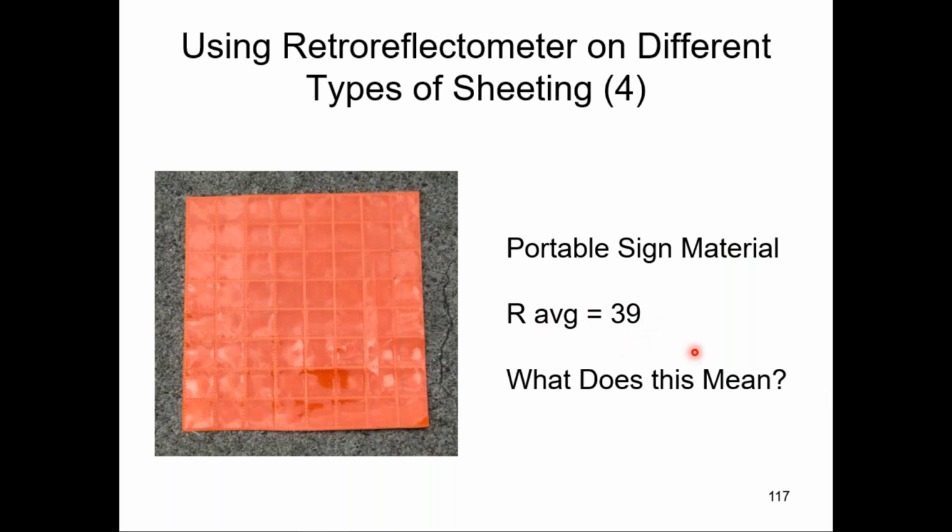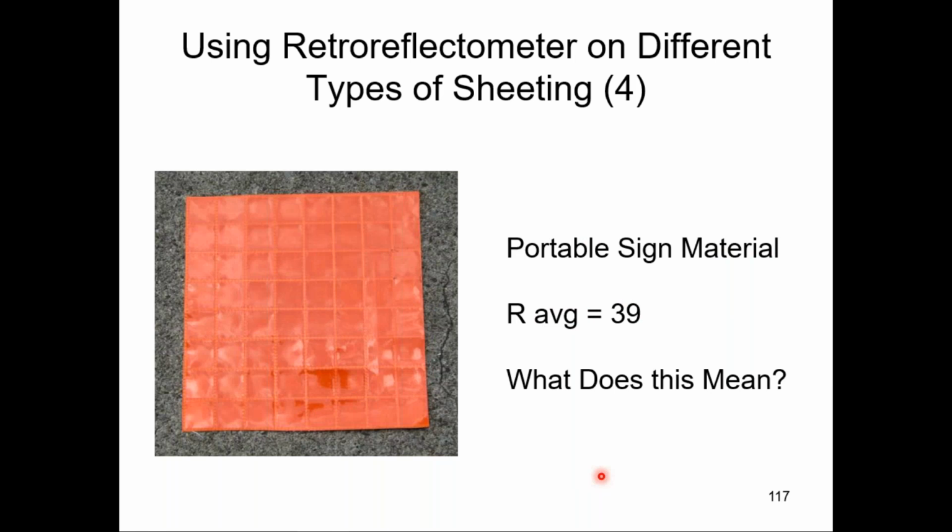So my question is, what does this mean? Can we use this material, or can we not use it? Or can we use it only under certain conditions? Any thoughts? If anybody has any thoughts, feel free to type it in the chat, and Matt and Mike will interrupt me. But what does it mean that this is 39? Does it mean we shouldn't use this material or similar materials, or can we use it only under certain conditions? Or anybody have any thoughts on that?